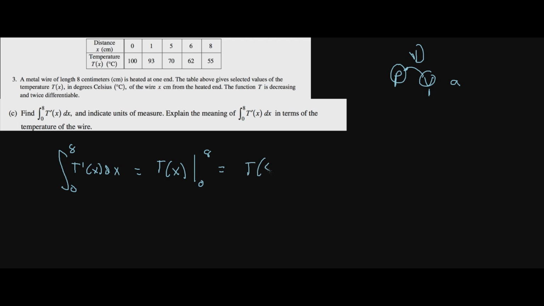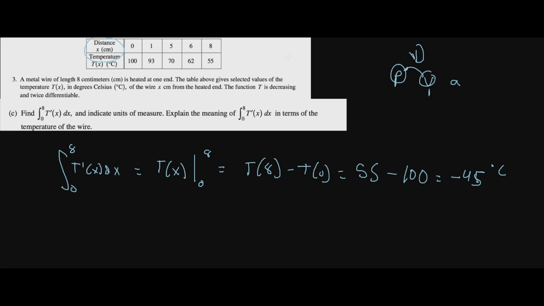And that just means we plug it in. T of 0, this is T of 8. Well, that's just the table values up here. So T of 8 is 55 minus 100, which is negative 45 degrees Celsius. Just double checking to make sure it wasn't Fahrenheit. I want to make sure I'm pretty good with my units. There it is.